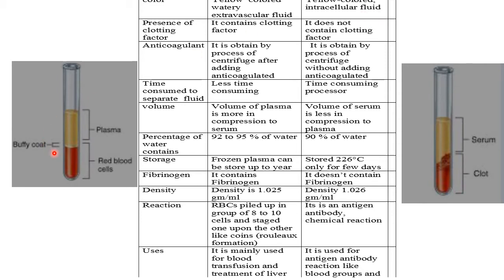Okay, so both are yellow in color. Here we will find it is a suspension, or you can say it is a piling of RBCs.